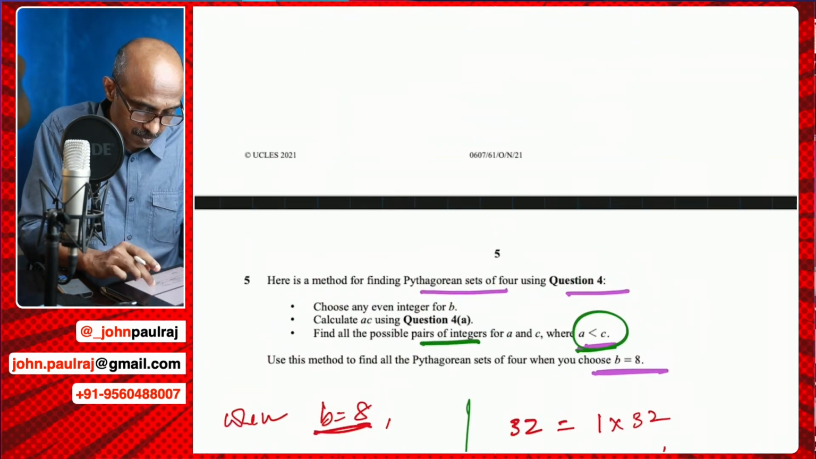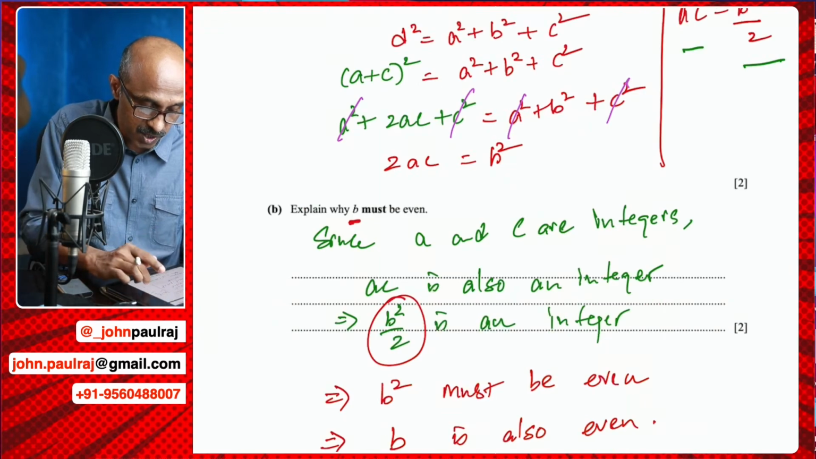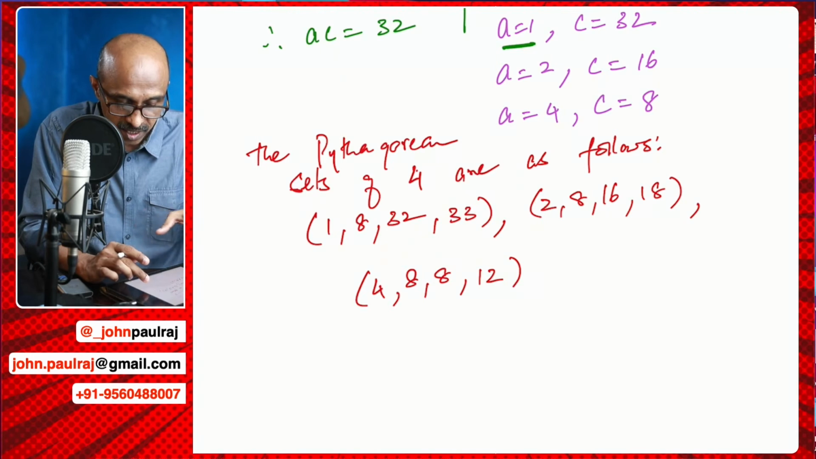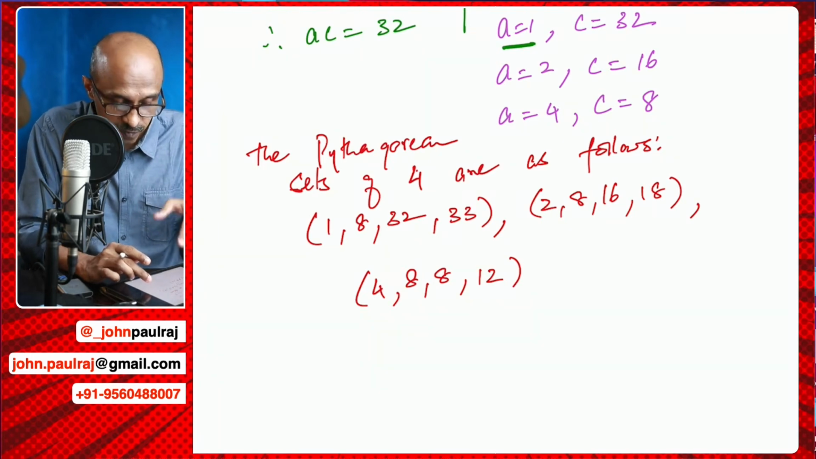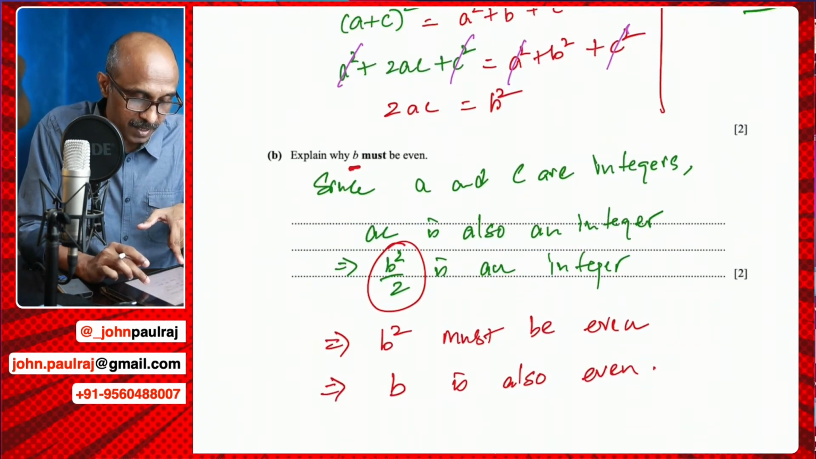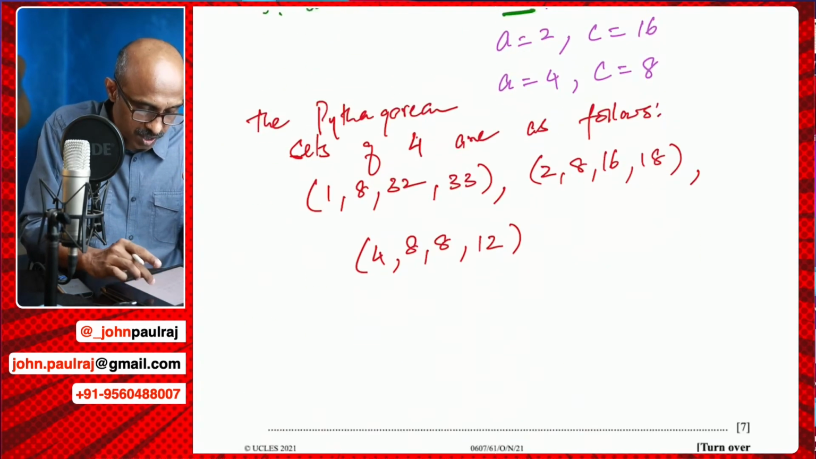Because the assumption made in question 4 was D is equal to A plus C, which we used in question number 5 to obtain these Pythagorean sets of 4. A plus C was equal to D. The reason we use that idea is because those are related. When D is equal to A plus C, AC is equal to B square over 2. So that's why that idea cannot be used in 6.